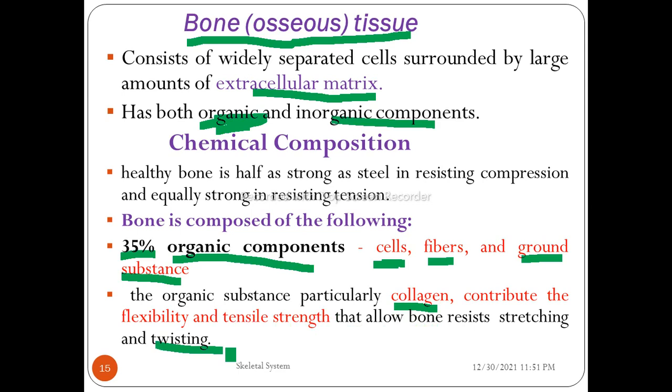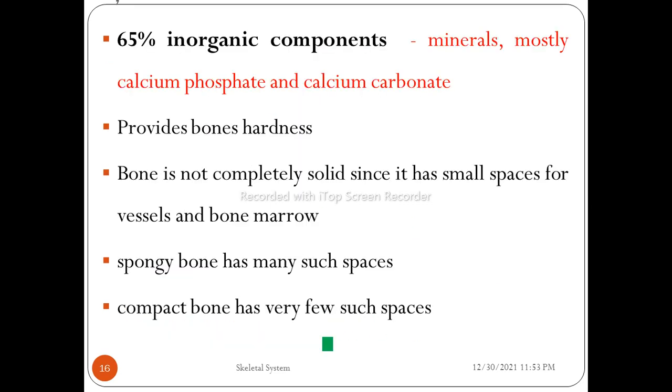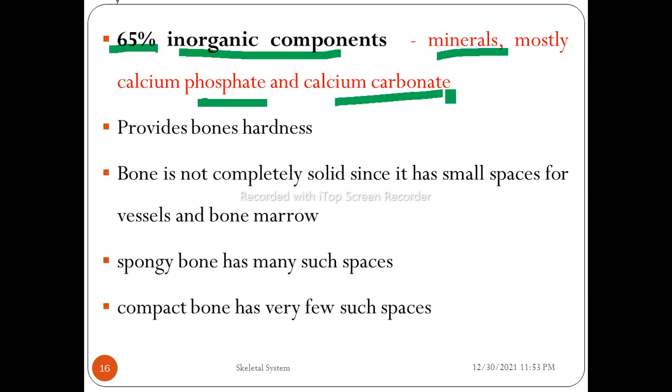So organic substance like collagen contributes flexibility and tensile strength to the bone, which allows the bone to resist stretching and twisting. So collagen is very important to give tensile strength and flexibility. Next, about 65% of the bone structure is inorganic components. These inorganic components are minerals like calcium phosphate and calcium carbonate. These inorganic components provide bone hardness and make the bone hard.